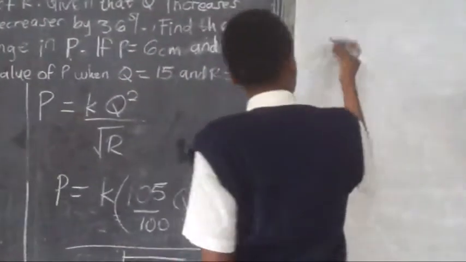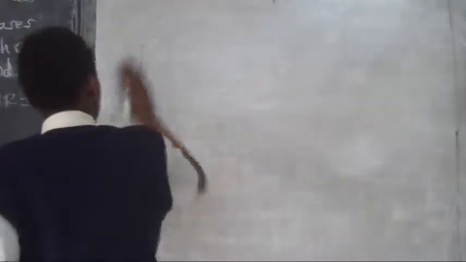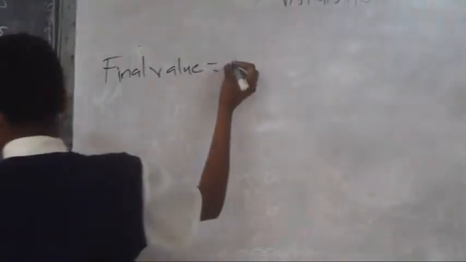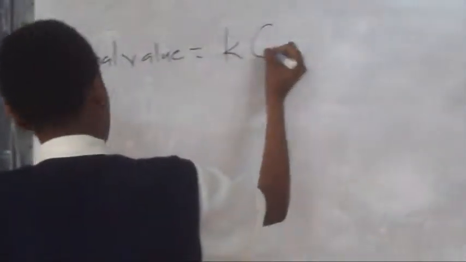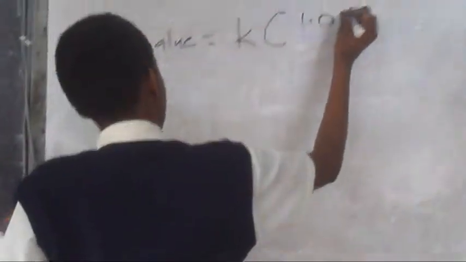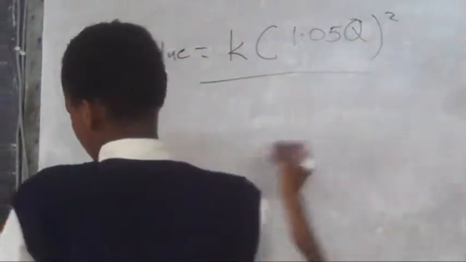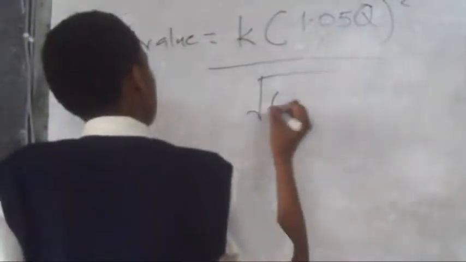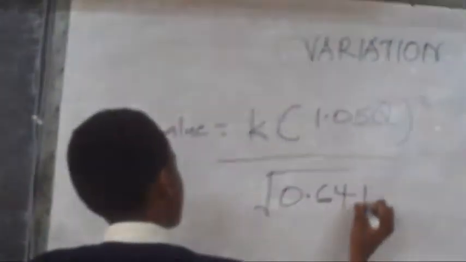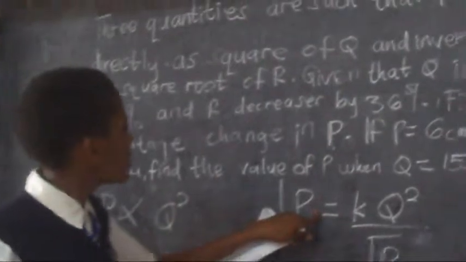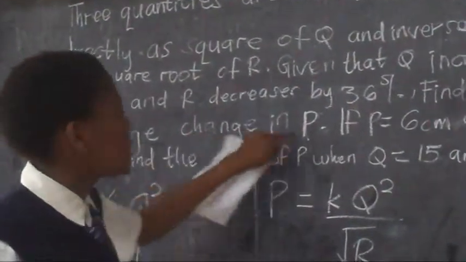Now we'll have our final value of P to be K into 1.05 Q squared over root 0.64 R. And we've been told to find the percentage change in P.